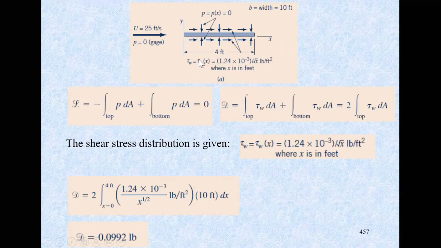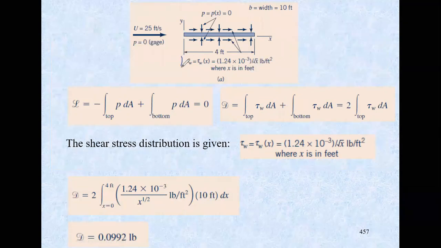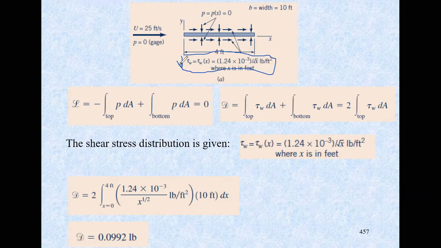If they are the same, since the material is the same, the surface roughness is the same, and the area is the same, we're going to have 2 ∫ τw dA. For our case, τw as a function of x is given, equal to 1.24 times 10 to the power of minus 3 divided by the square root of x. So this is a theoretical shear stress distribution. Assume that it is known.